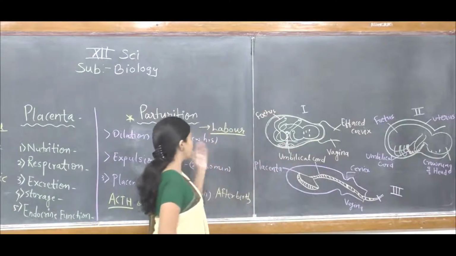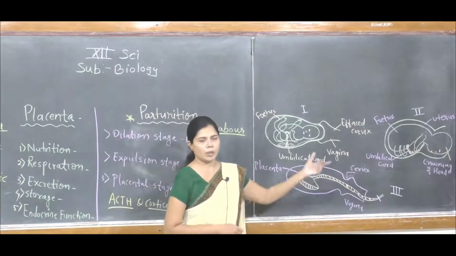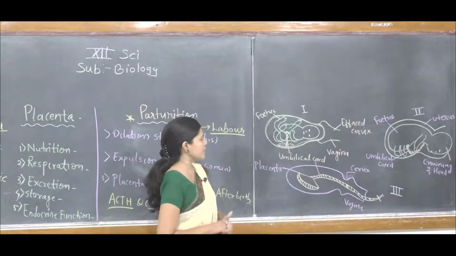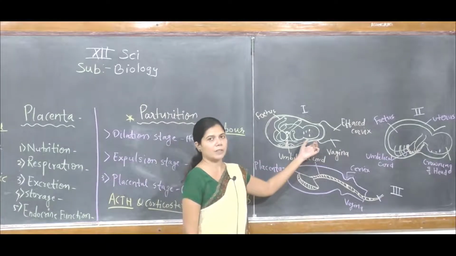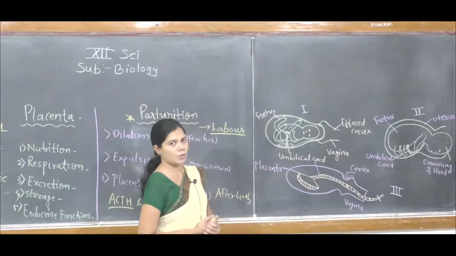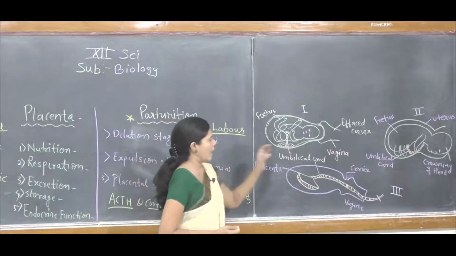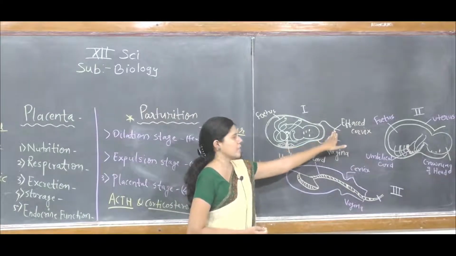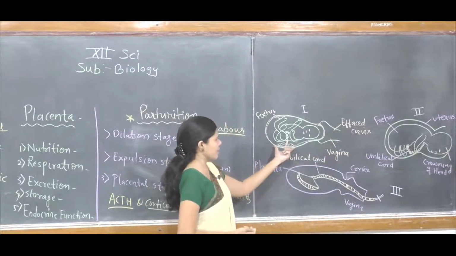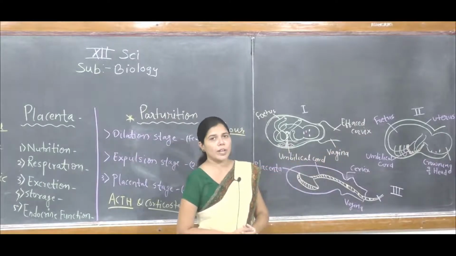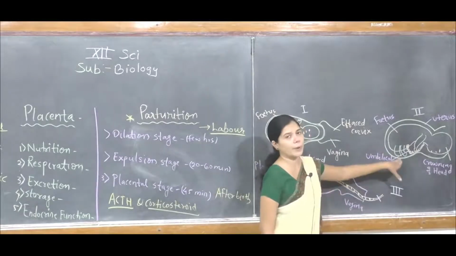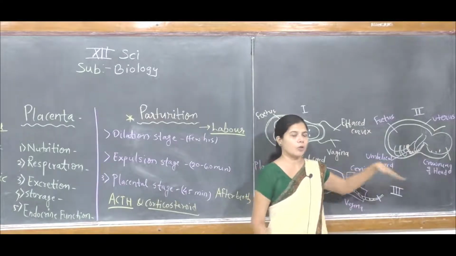The baby is pushed towards the cervix in the forward position, meaning head first towards the cervix. That is the first stage, known as the dilation stage, where the cervix as well as the vagina are dilated. The dilation stage is followed by the second stage, known as the expulsion stage. Expulsion stage means the fetus is expelled out from the uterus.